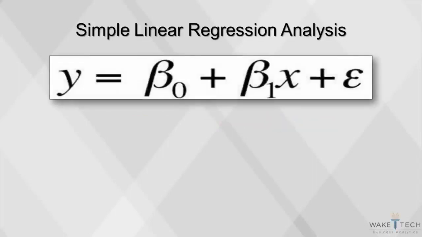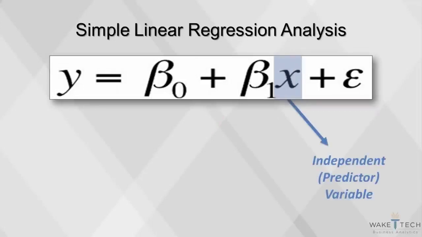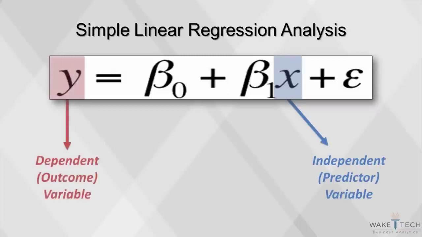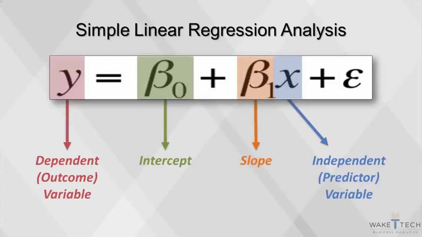The linear regression equation is shown here. The variable x is considered the independent or predictor variable. The variable y is the dependent or outcome variable. We have data on both x and y. We use this information to estimate the value of the intercept, beta 0, and the slope, beta 1, that relate to x and y. Since the linear relationship is not exact, we include an error term in the model, epsilon.